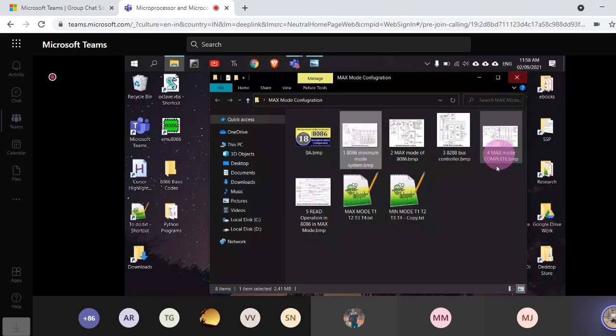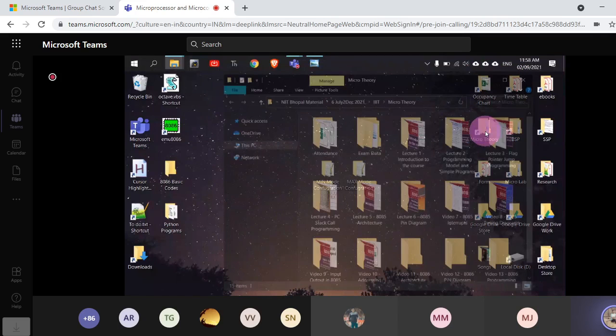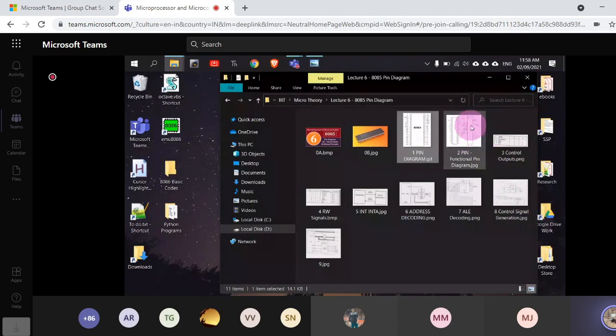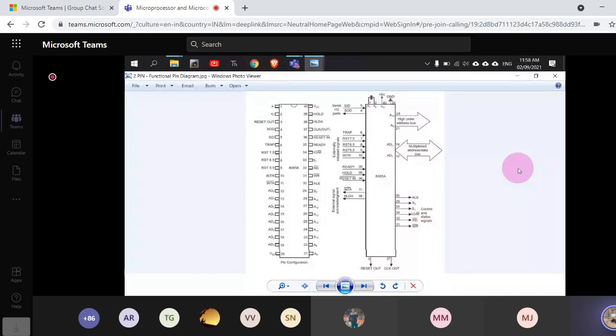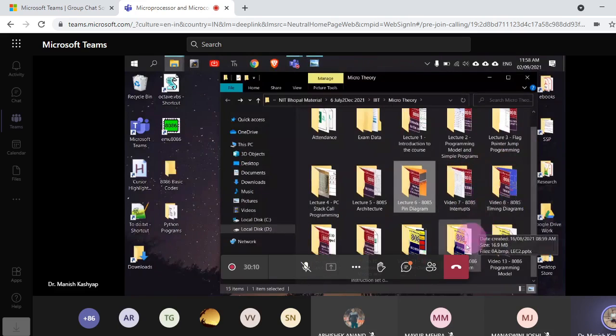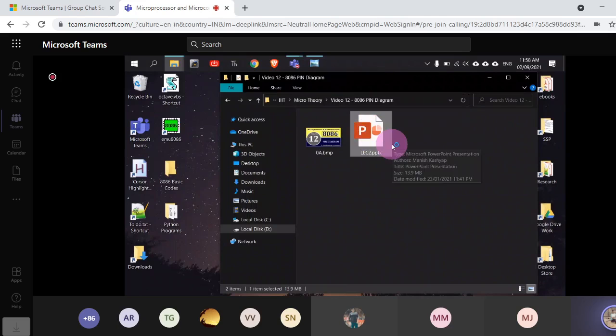Okay. So let me first show you the diagram for pin, because that will be useful. So pin diagram we had studied in the 6th lecture, and let me show you a typical pin diagram. Sorry, this is 8086 pin diagram we need to see. 8086 architecture, 8086 pin diagram. So here we will be able to see the pin diagram.